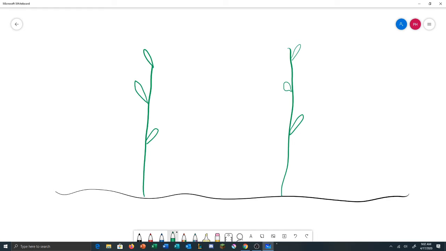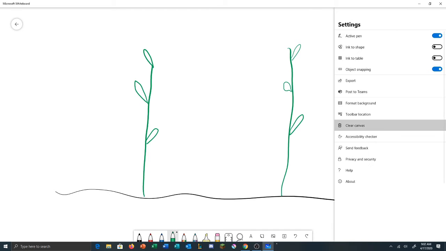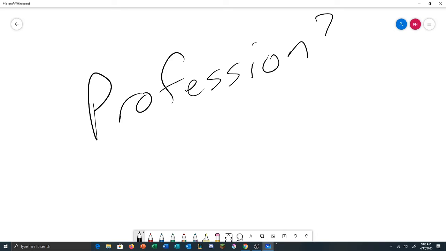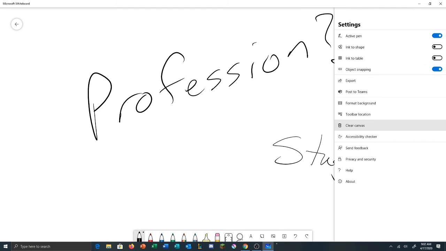Yes, that is a type of field. Well, maybe what about a profession? Nope, that's not the type of field we're talking about either. What about a field of study? Nope, not that either. Today we're talking about fields when it comes to gravity, electricity, magnets.